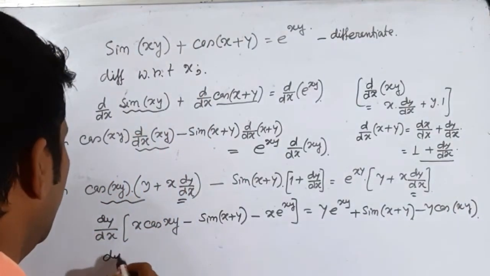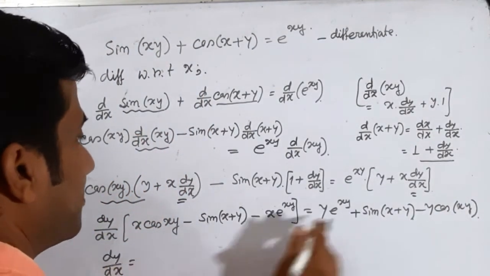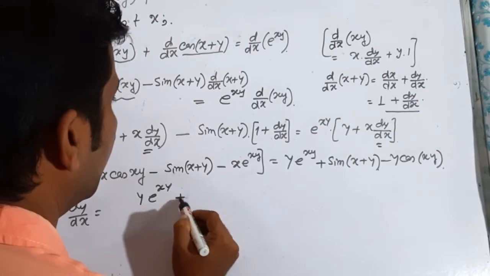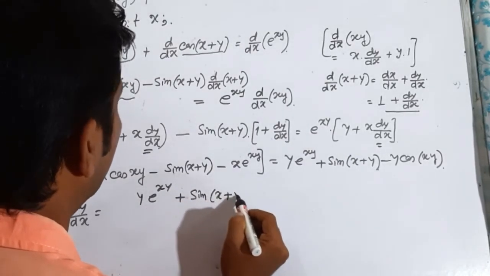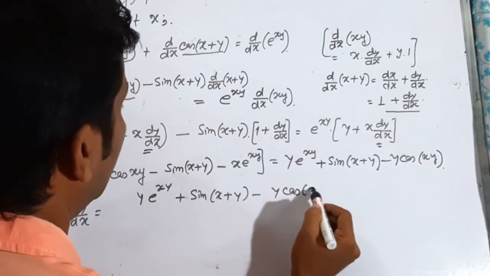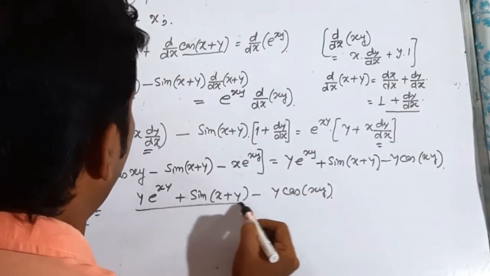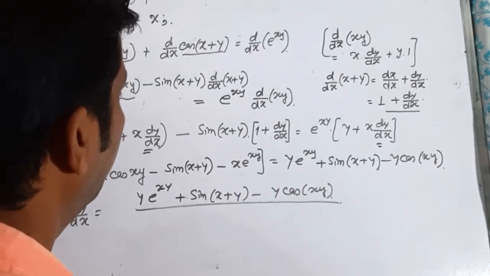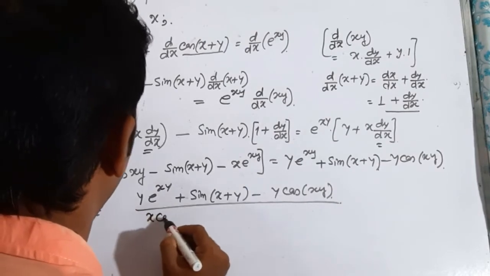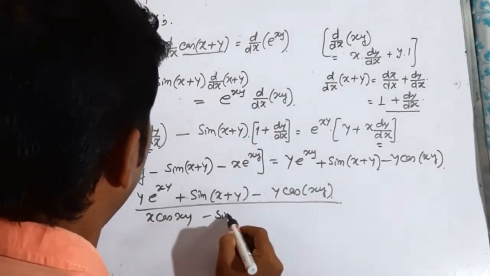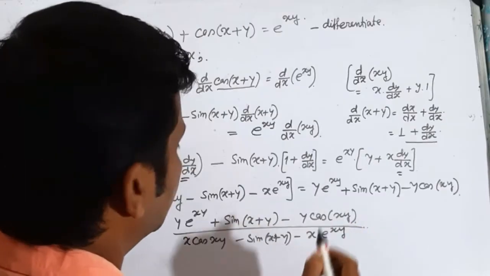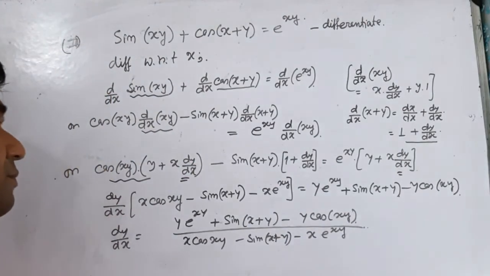So our required answer will be dy/dx is equal to this by this: (y e^(xy) + sin(x+y) - y cos xy) divided by (x cos xy - sin(x+y) - x e^(xy)). Okay, this is the solution.